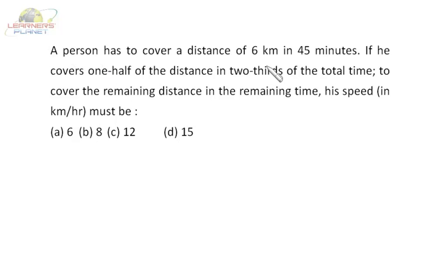A person has to cover a distance of 6 km in 45 minutes. If he covers 1/2 of the distance in 2/3 of his total time, to cover the remaining distance in the remaining time, his speed must be. Now he has to cover 6 km in 45 minutes. If he covers half, that is 3 km, he has already covered up in 2/3 of the time. That means 3 km he has covered up and he has taken 2/3 of 45 minutes. That means 30 minutes he has already taken. Now 3 kilometer he has to walk or run in 15 minutes.